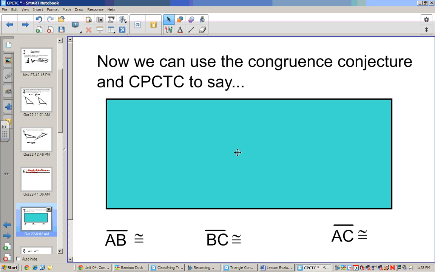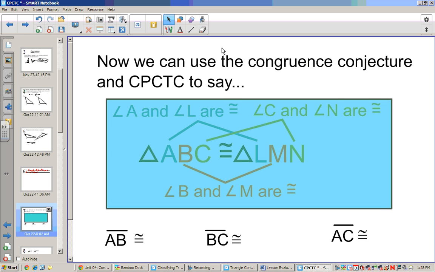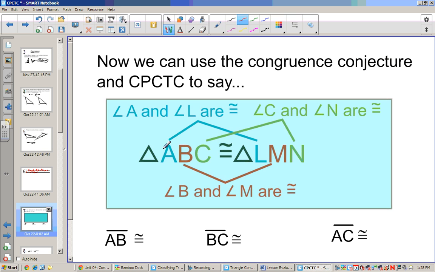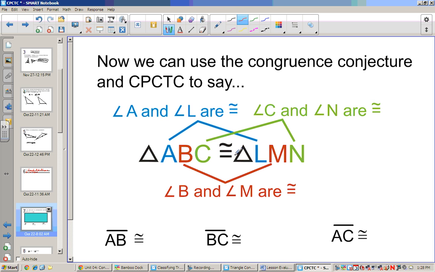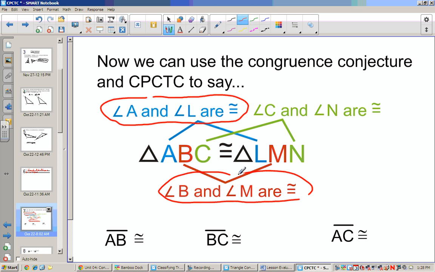Now, when we say CPCTC, when triangle ABC is congruent to triangle LMN, we're saying that A and L are congruent. That's a part of the triangle. So corresponding parts, A and L, of congruent triangles are congruent. So A and L have to be congruent. Also, B and M have to be congruent. And C and N have to be congruent.